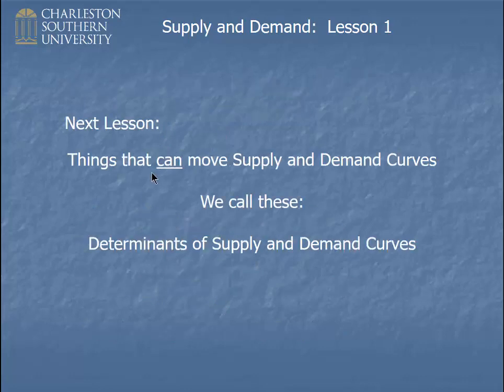Okay, so that's the end of this lesson. And in the next lesson, we'll move to the things that actually can cause the demand curve and the supply curve to move. I hope you found this helpful.